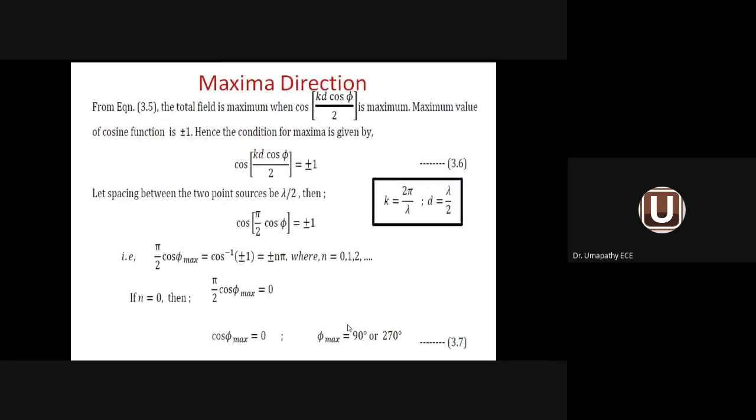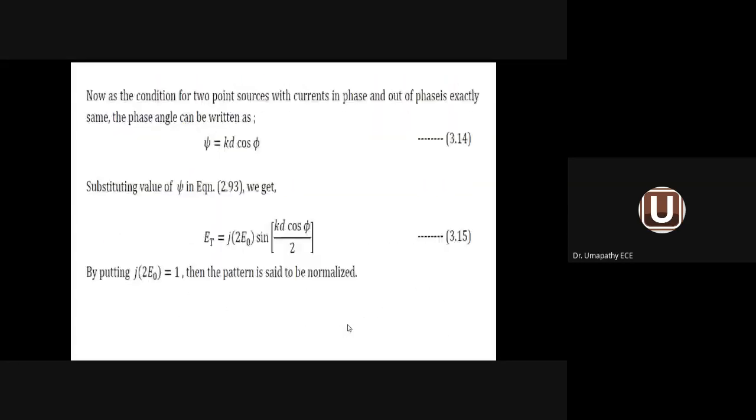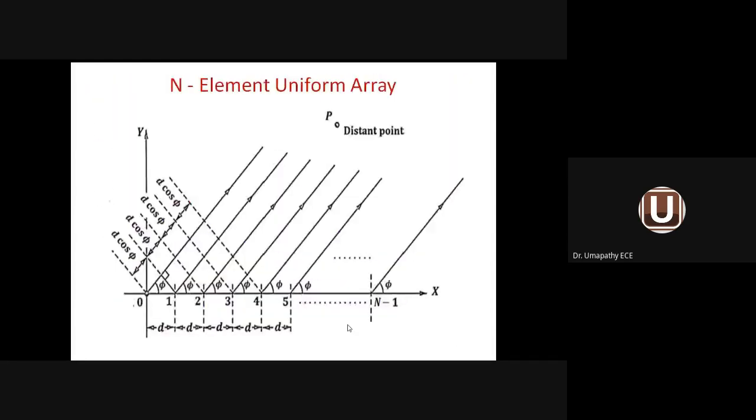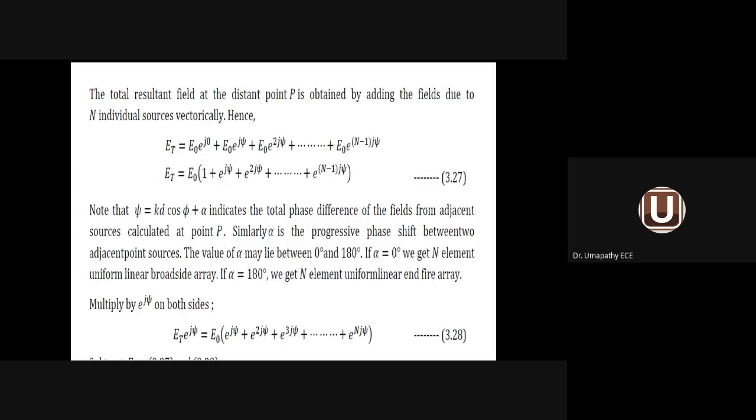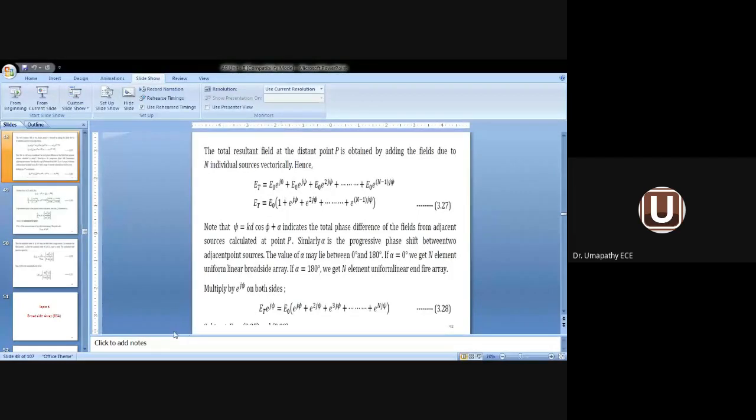And we went to the n-point, n-element linear array. In this n-element linear array, we draw the diagram and get the expression for the total electric field strength, from which we find the array factor. Then we go for the normalized value and the normalized array factor. Any doubt in this previous topic, n-element uniform linear array? You can put it in the chat box if there is any doubt or clarification regarding this n-element uniform linear array.